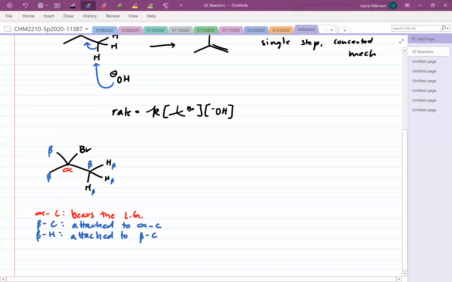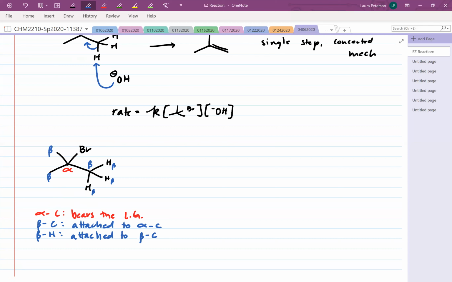And the reason why this is important is because in the mechanism, this is an example of a beta hydride elimination. We're taking the hydrogen from the beta position, so a beta hydrogen elimination. The other reason why it's important is because we're going to talk about a requirement between the beta hydrogen and the leaving group in terms of stereochemistry.